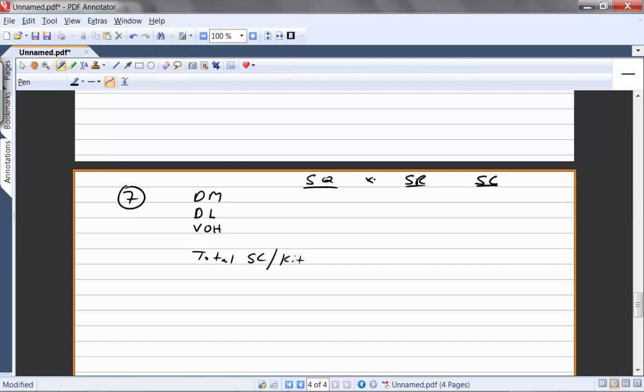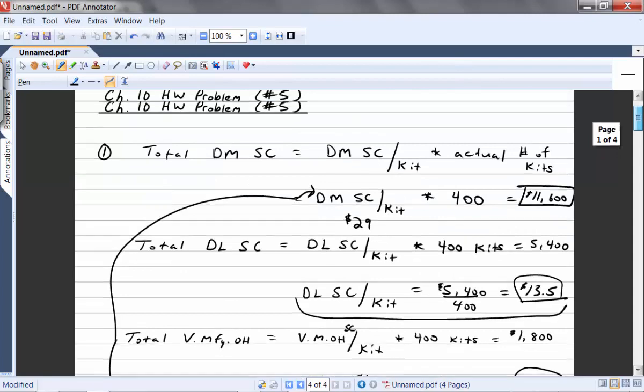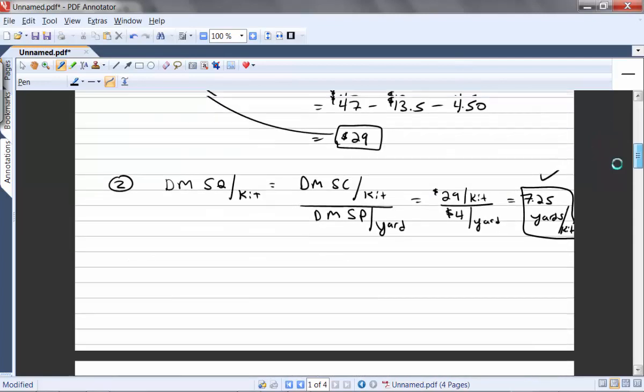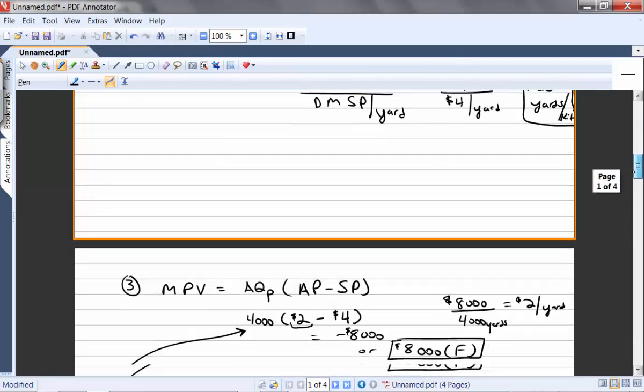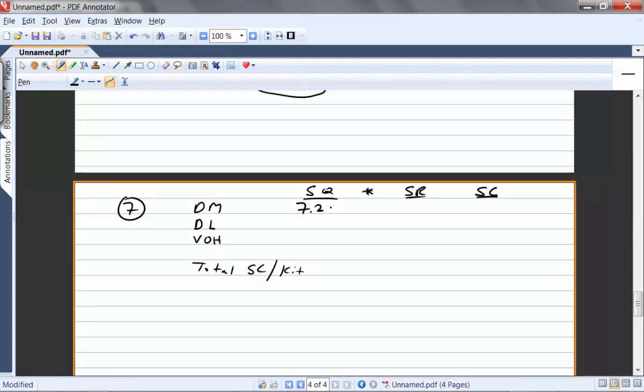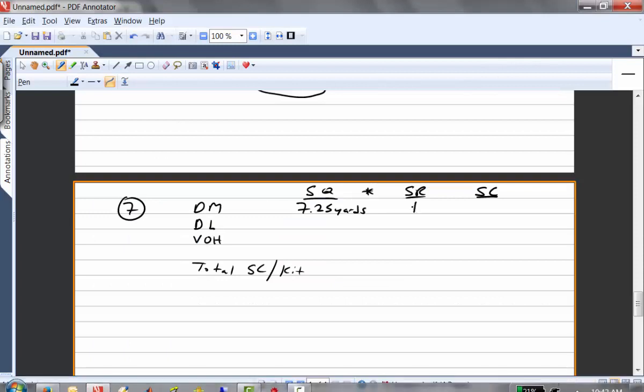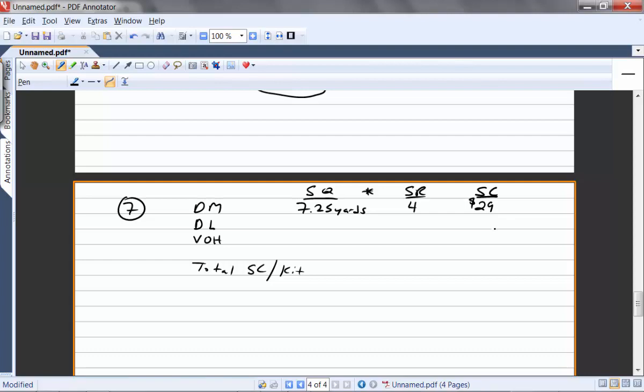Standard cost is always standard quantity times standard rate. So we know one kit should require how many yards of direct materials again? I can't remember. I believe we solved for that up here. 7.25 yards. And we know each yard costs $4, I believe. Each yard, it told us that, didn't it? $4 per yard, yeah. And the standard cost was $29, I believe, per kit for materials.